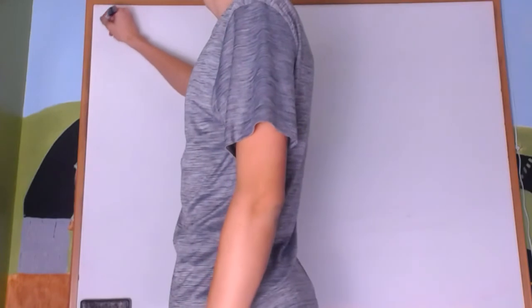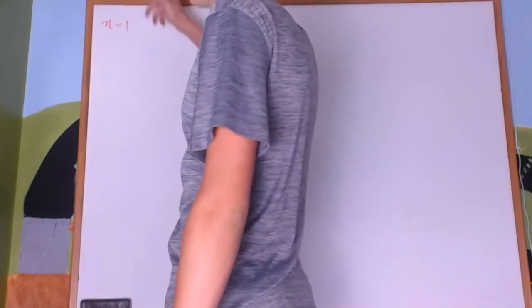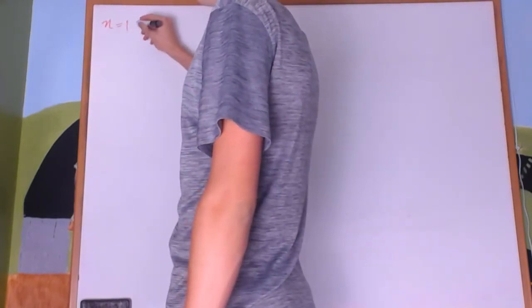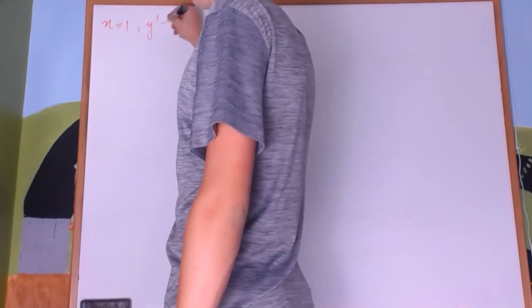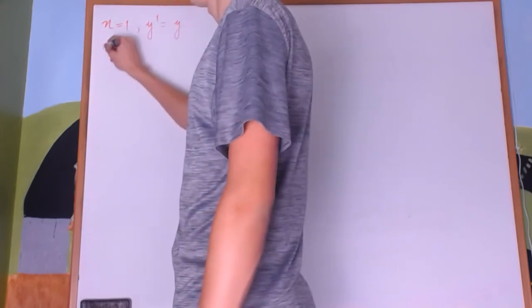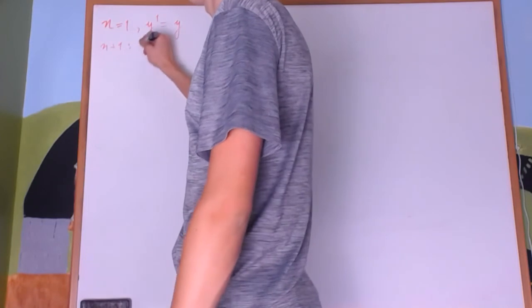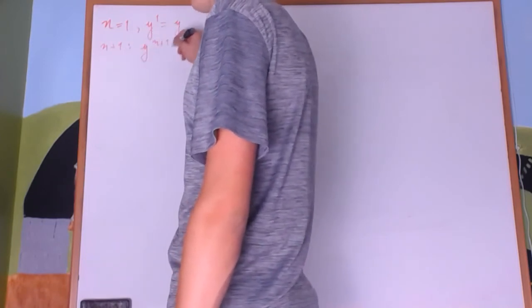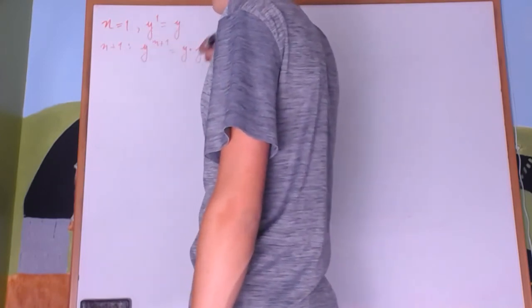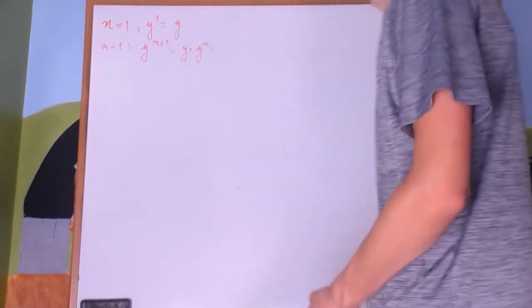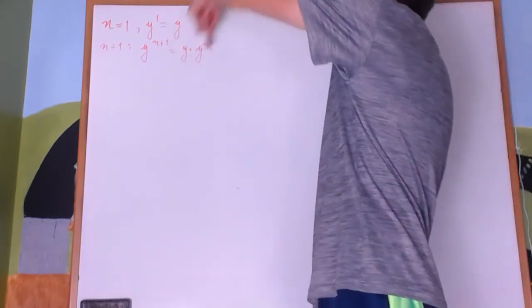Oh my god, proof by induction. N equals 0. I mean, n equals 1. Y to the 1 is y. N plus 1 case. Y to the n plus 1 is y times y to the n. Y to the n exists. Y times something exists.